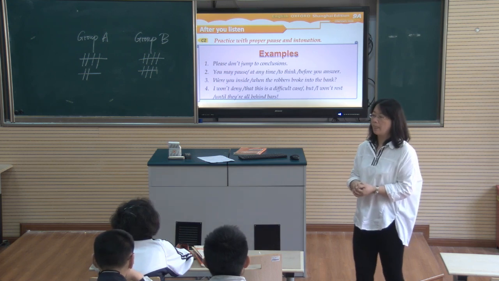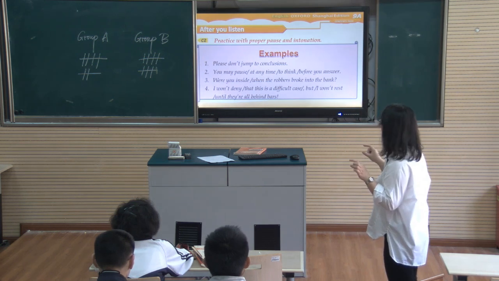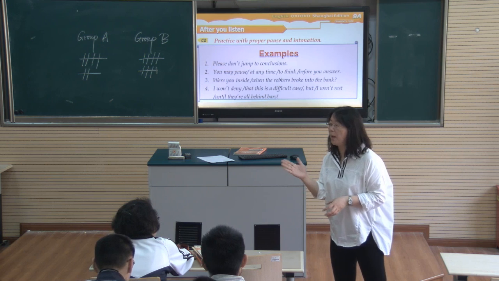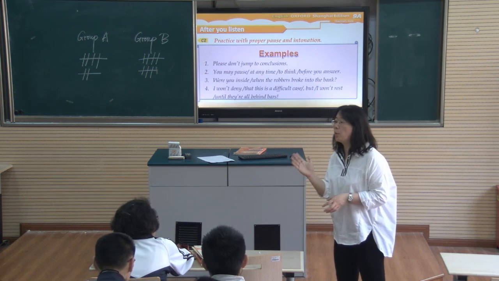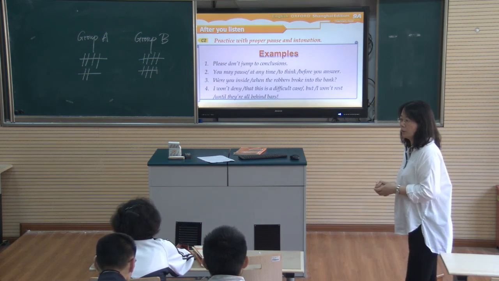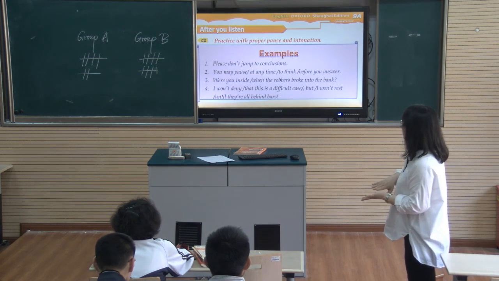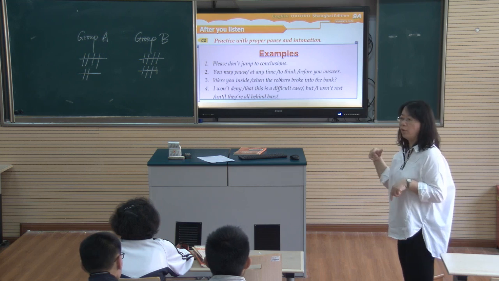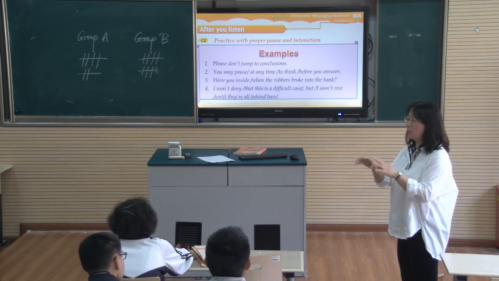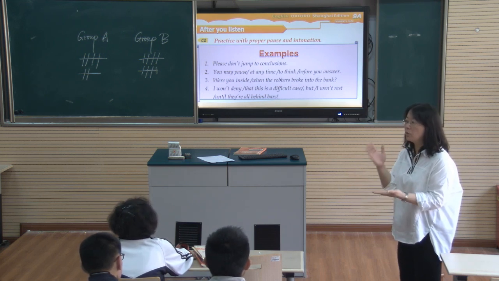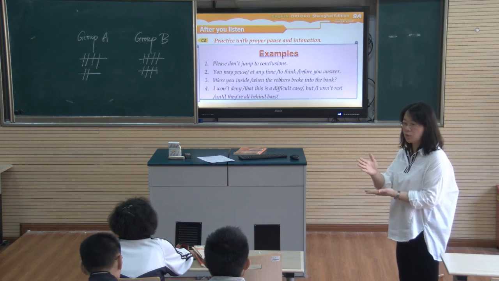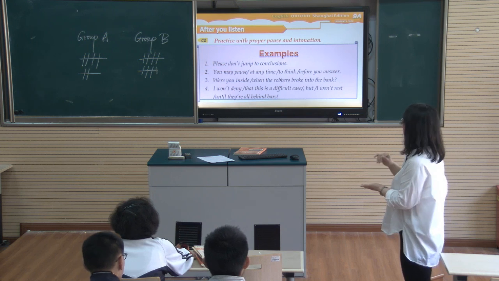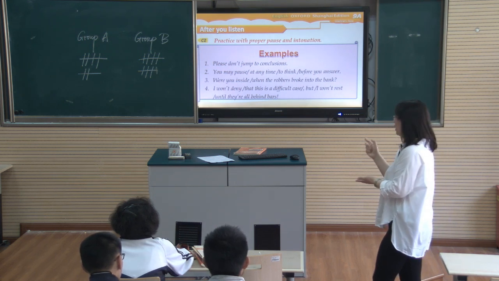Now number 2. It's a sentence. So maybe you must have some pauses. Is that right? Have some proper pauses. 有一些恰当的什么停顿。For example, you may pause at any time to think before you answer. Of course, the pause is not too long, okay? But you must have a pause, not just have a try. Go. You may pause at any time to think before you answer.